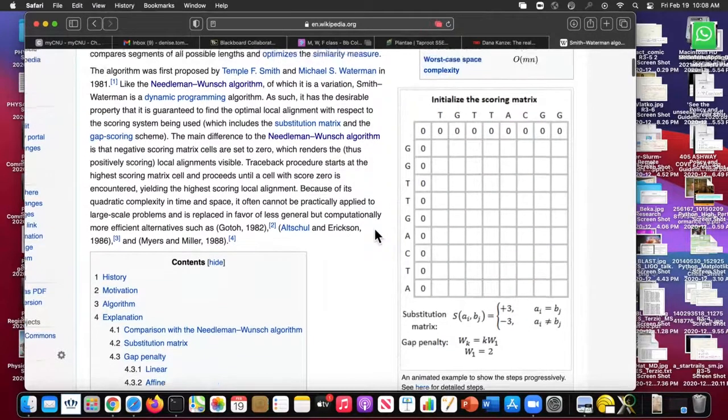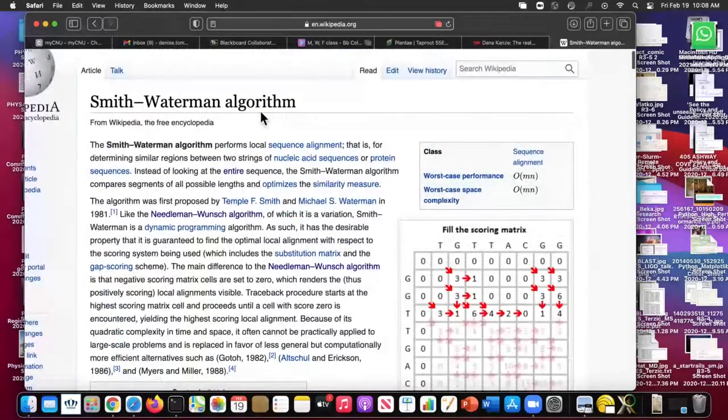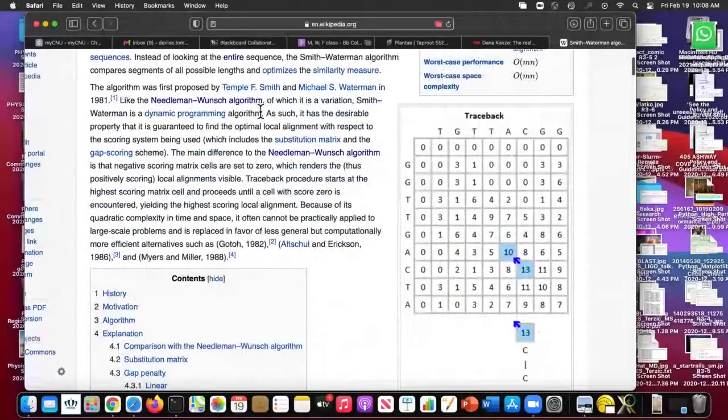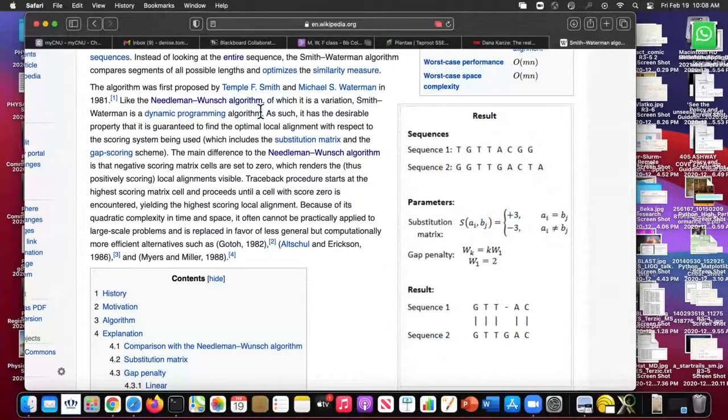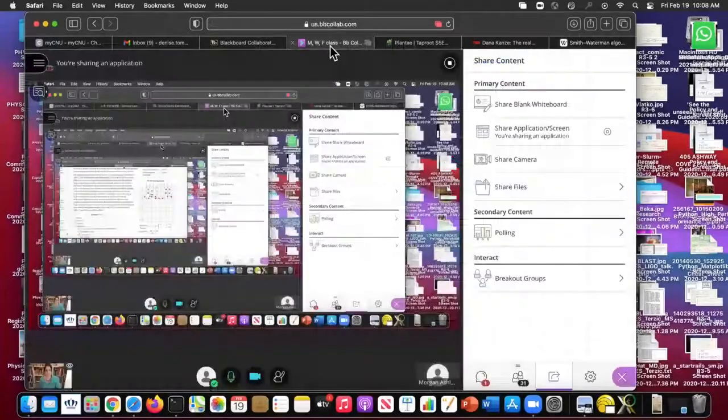So if you're like, okay, I want to look at this some more, you just go on Wikipedia with the Smith-Waterman algorithm, and it will show you the steps. And I also have that on the same strings, but an example of doing this on a PowerPoint slide. So then it will be easier for you to see it more slowly.